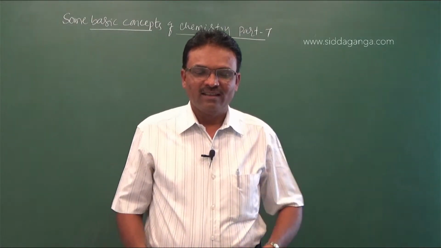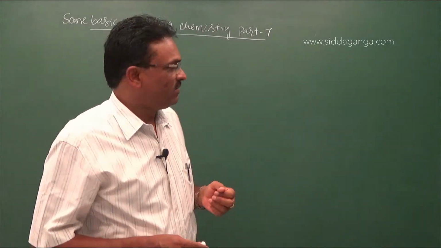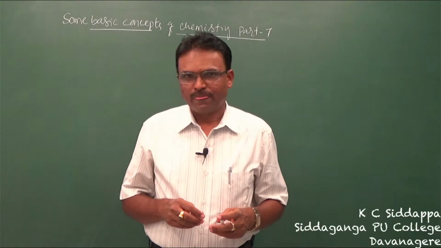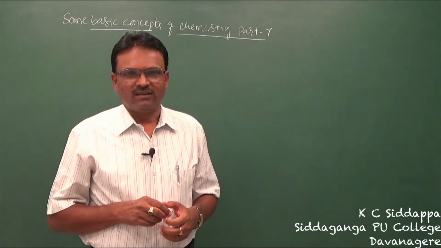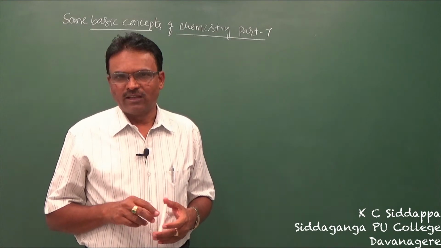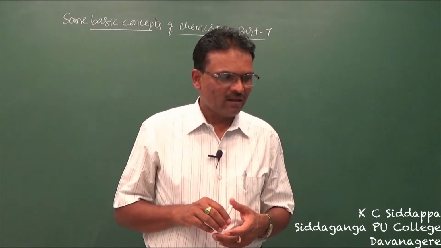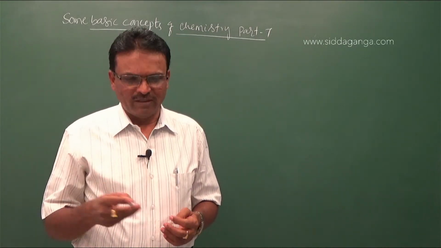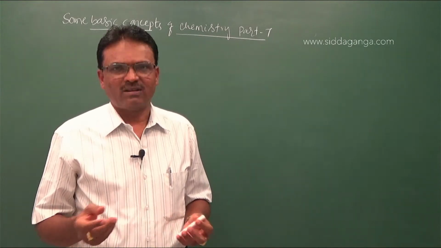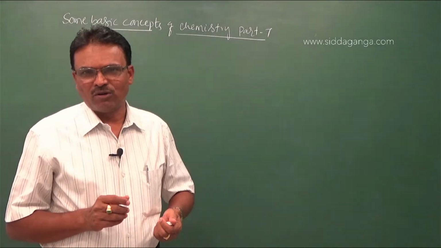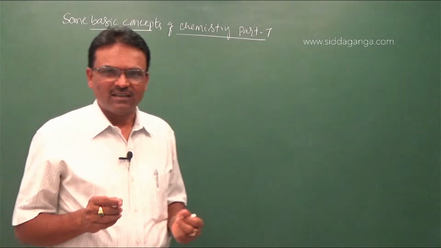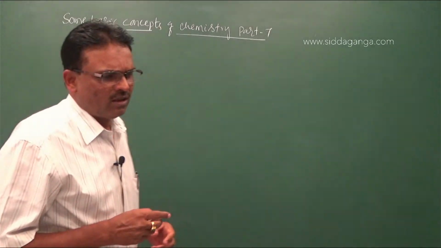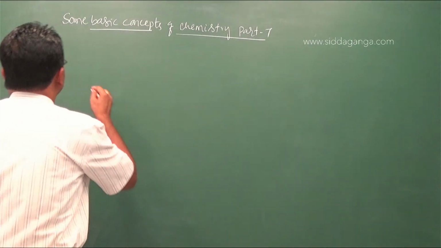Hello students, welcome to part 7 of the chapter, some basic concepts of chemistry. So today I am going to discuss some important concepts. I think you are all familiar with those concepts, but in the higher classes they require more concepts regarding the atomic mass, molecular mass, atomicity, Avogadro number. Clear? So first, how would you define the term atomicity?